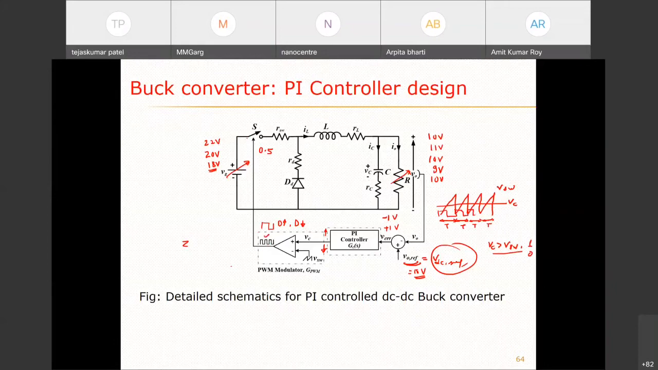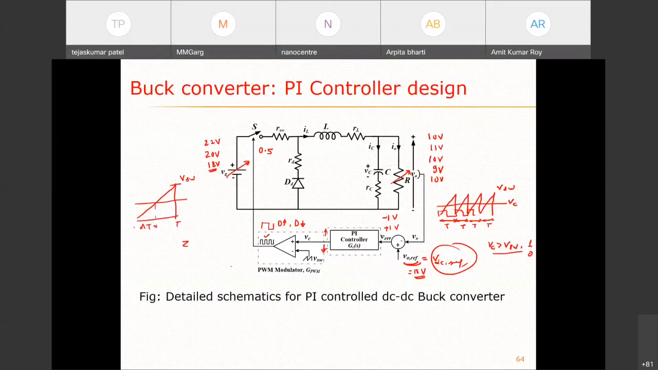Now this block is called the PWM, pulse width modulator block. In this block, both are compared. Depending upon when VC is greater than VSW, then the output will be 1, otherwise it will be 0. So when this is greater, there will be output like that, right? So this pulse is available here. Now this pulse is fed to the switch. So that's the whole process of controller design, right?